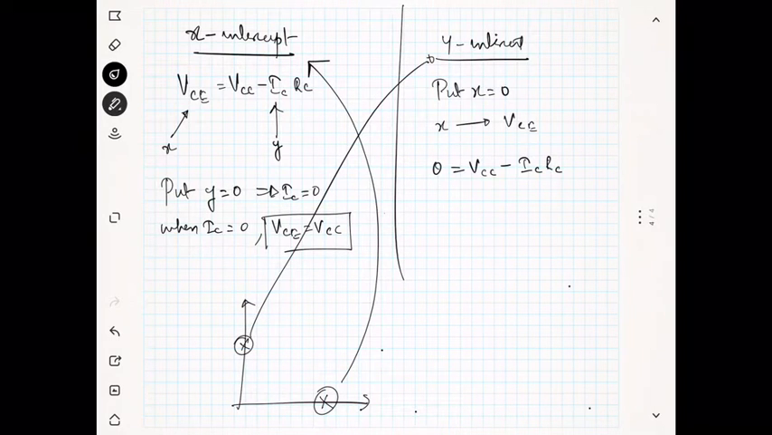So you are putting VCE equal to 0. So what is Y? This is your Y, right? So that is IC equal to VCC over RC. So now you got this point. Okay. Now we will see.